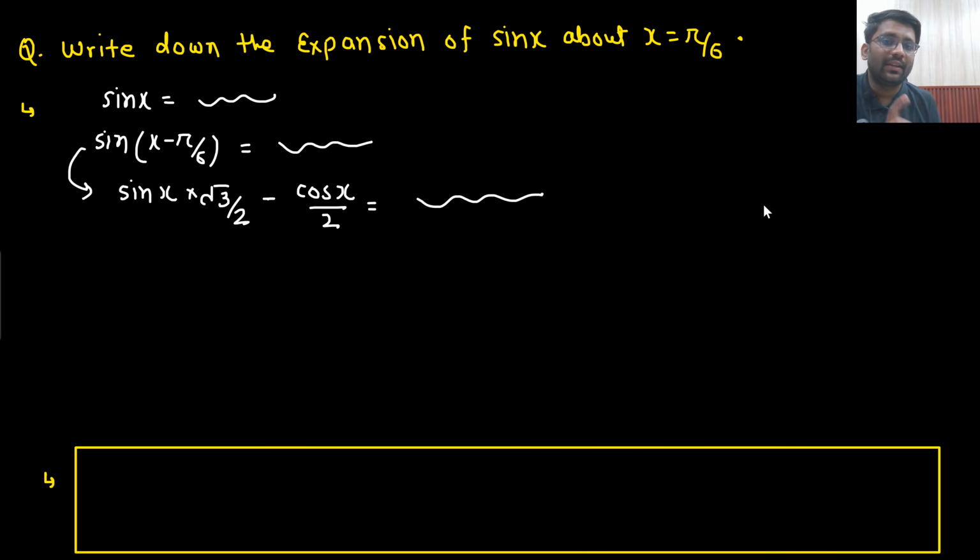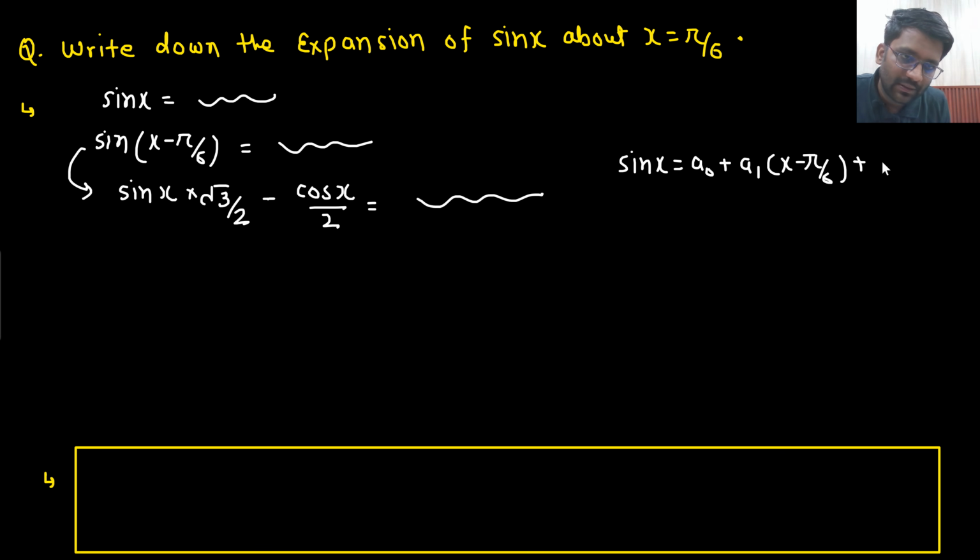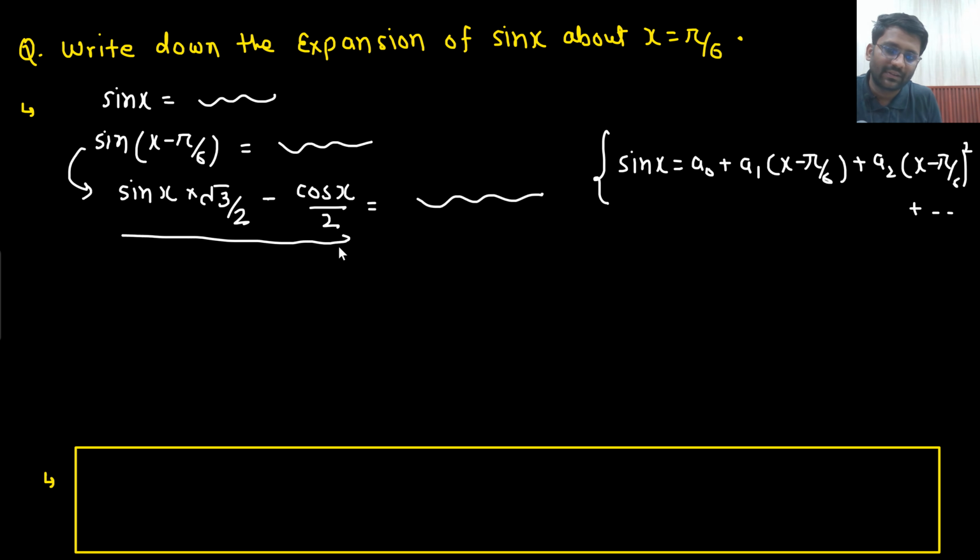My target is that sin x should be represented in this manner: some constant value, plus x minus pi by 6, plus x minus pi by 6 to the power 2, and so on. This is the target that I want to achieve. But whatever expansion you are getting is equivalent to this expansion. Is that clear to you?